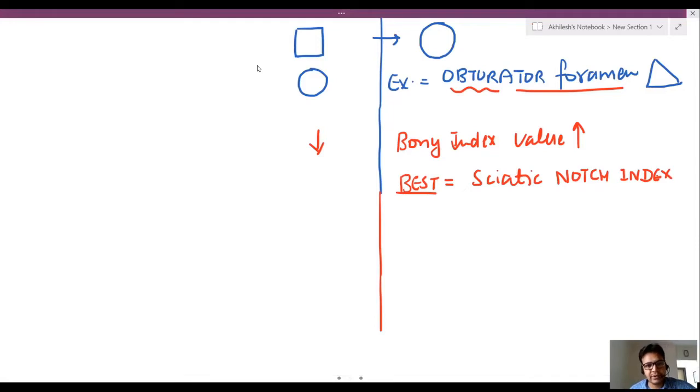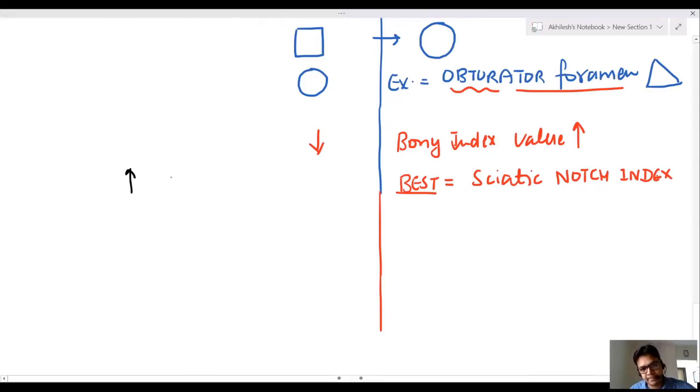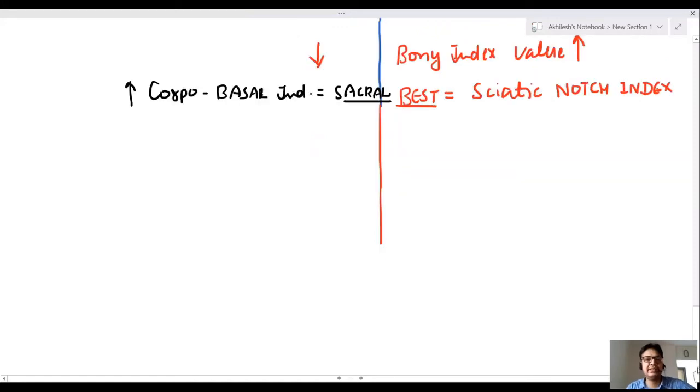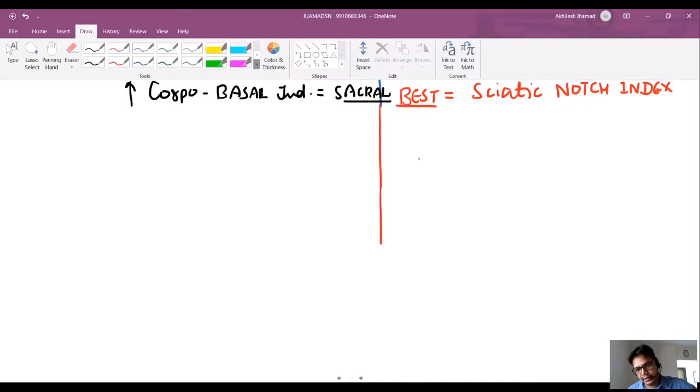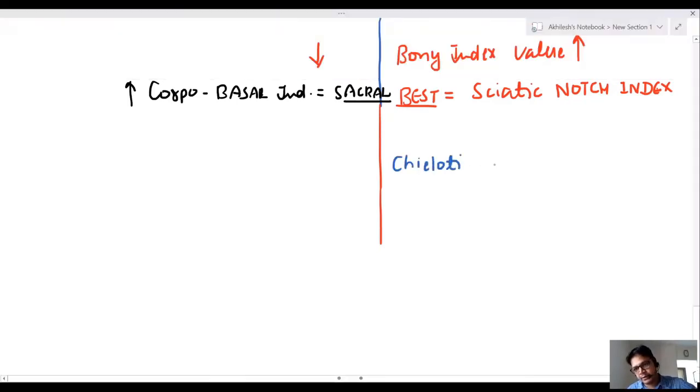One bony index where value is more in male, that is corpobasal index. Sir, corpobasal index is an index of sacral bone where value is more in male. Next, chilotic line. Chilotic line is more prominent in female in pelvis. It is less prominent in male in pelvis.